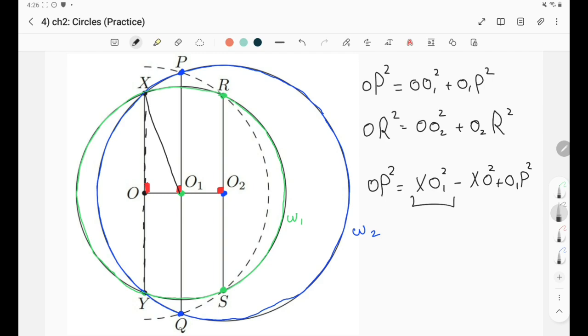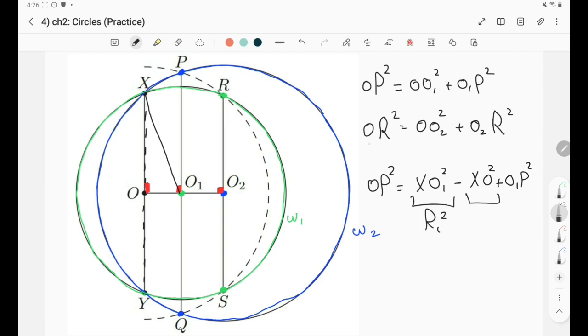XO1, if you look at it, X lies on the two circles, right? And because O1 is the center of the green circle, so this thing is actually R1, right? So this thing actually is just R1, which is the radius for circle omega 1. Okay, so this thing is R1. This seems nice. What about XO? XO, here if you look at it, it's actually half of the distance XY, as you can see.